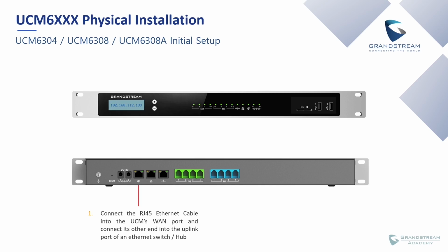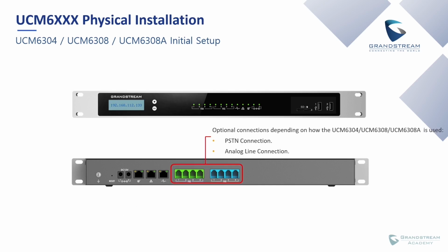Once the UCM is successfully connected to the network, the LED indicator for WAN in the front will be solid green and the LCD will display the IP address. And we have optional connections depending on how the UCM 6304 is being used. You can connect PSTN lines from the wall jack to the FXO ports, as well as connecting analog lines, either phone or fax, to the FXS ports.